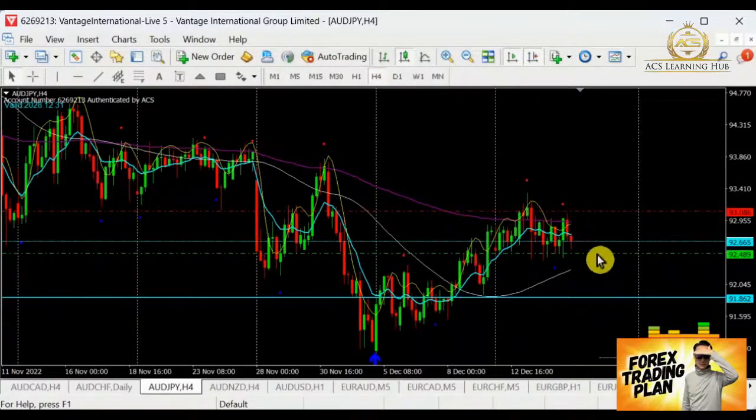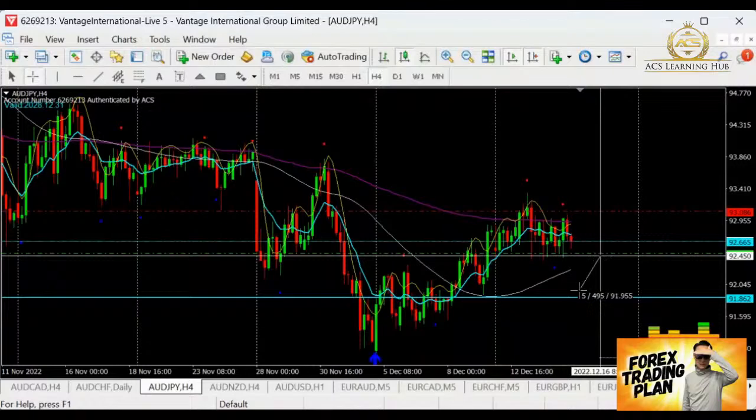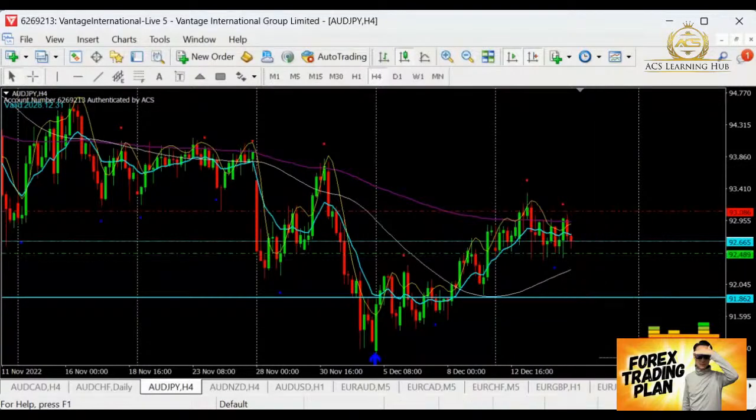The thing is that over here, this support is very important. Once it breaks this support and retests this area, I have a very good chance to continue the selling down. So Aussie yen, I will still put into my watch list today.